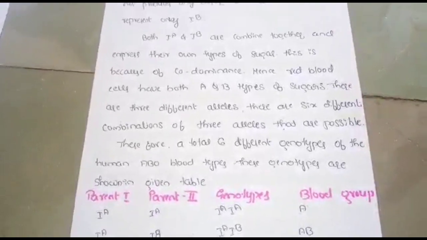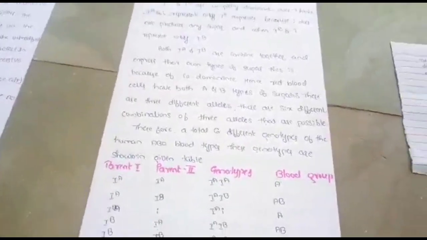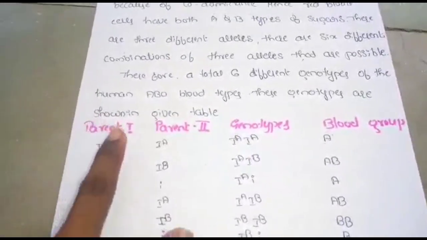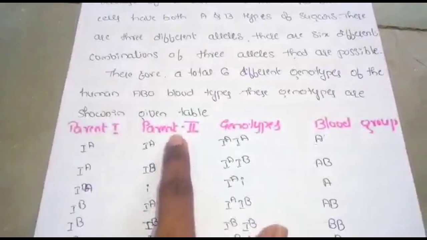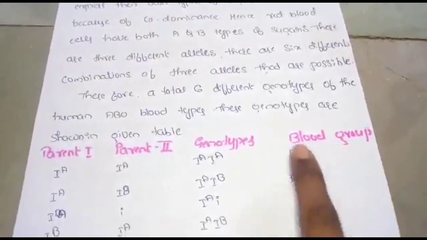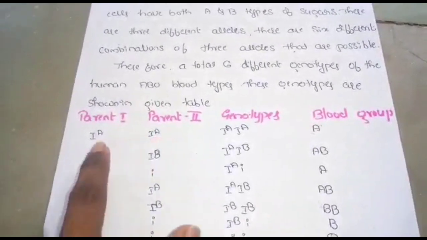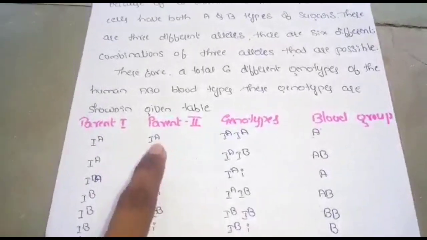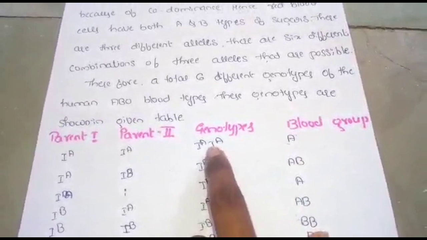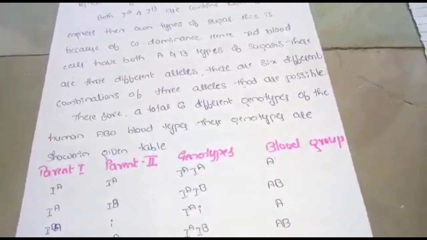The possible genotypes are shown in the given table. Here you have to see the table. This is parent 1 and this is parent 2 column. These are the genotypes of the offspring and the blood groups of the offspring. Consider that the father and mother both have blood group A. The possible genotypes are IA IA, and the blood group is A.